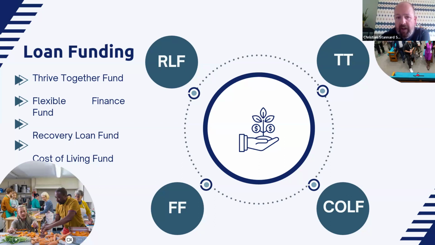We have a flexible finance fund, so that's a grant that sits alongside the Recovery Loan Fund, and that's specifically for organisations which are Black and minoritized ethnicity led, and who have never borrowed before. So again, it's a grant that sits alongside the loan, and with that one, it can provide grants of up to 100% of the loan amount.